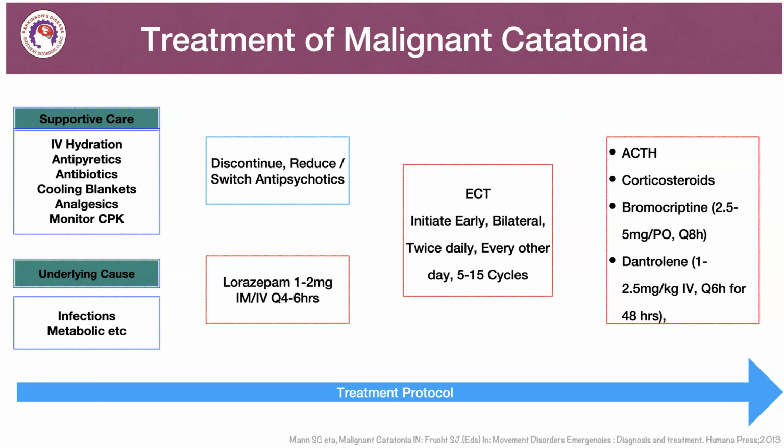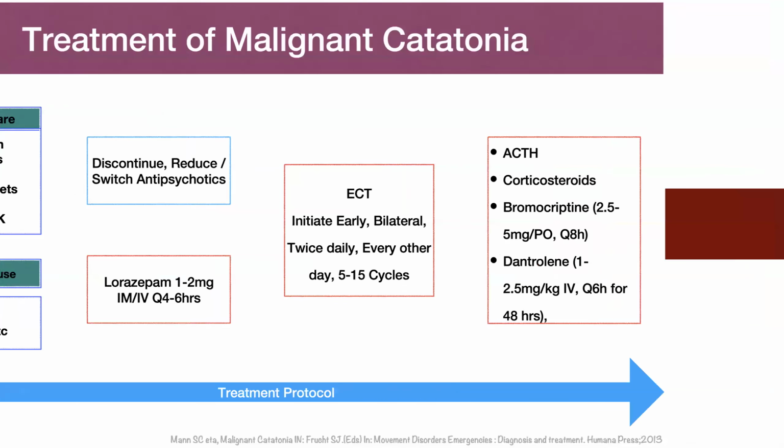However, later ECT should be initiated early, bilateral, twice daily and every other day for 5 to 15 cycles. If all these things are not working out, then ACTH, corticosteroids, bromocriptine, and dantrolene become the next level of treatment for management of patients with catatonia.